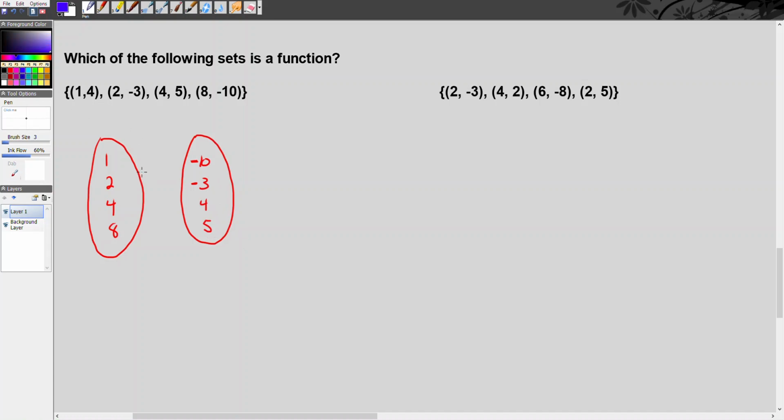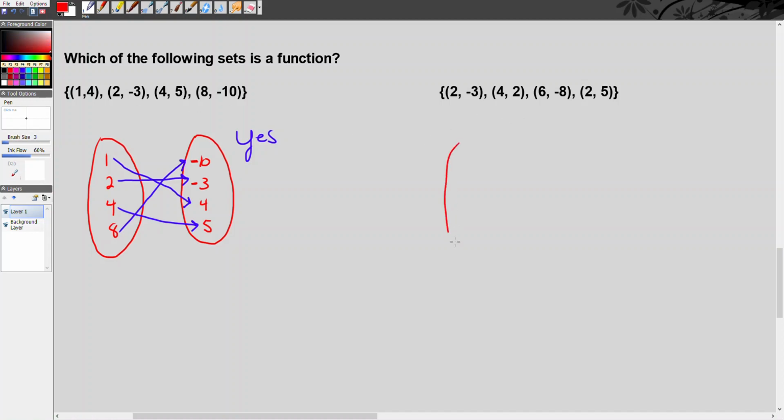So I got 1 to 4. I have 2 to -3. I have 4 to 5. And I have 8 to -10. So we can see here each input only has one output. So this is a function. Yes. Let's take a look at this next one.